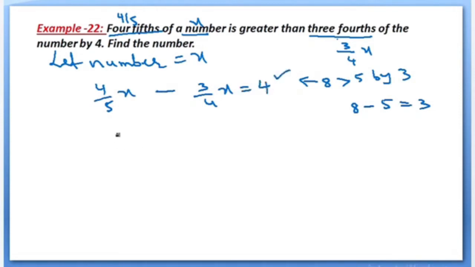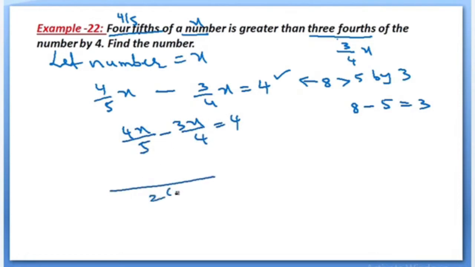Now simplify this equation: 4x by 5 minus 3x by 4, which is equal to 4. Take the LCM of 5 and 4, which is 20. After getting the LCM, we convert the denominators to 20. The numerator is multiplied by 4, so 4 times 4 is 16x. Minus, here the denominator is 4, so multiply by 5 to get 20, and the numerator is multiplied by 5, so 3 times 5 is 15x.